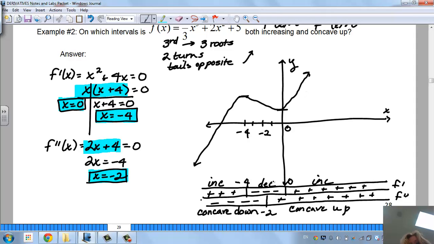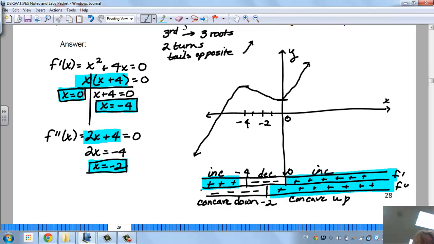Now they want us to find when it's increasing and concave up. So this function is increasing here and here, and it's concave up from here to here. So where does it do both? Well, it goes from 0 on up is where it's increasing and concave up. So our answer is when x is greater than 0, or I like interval notation 0 to infinity. So that's our answer for this one. That tells us when this graph is increasing and concave up.